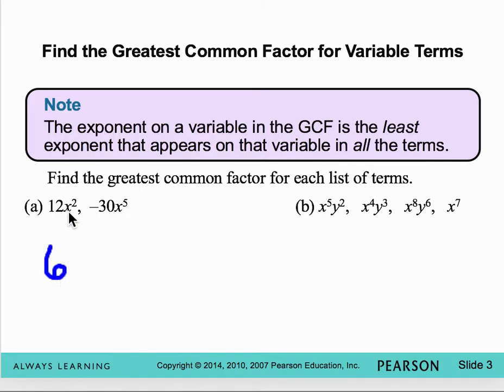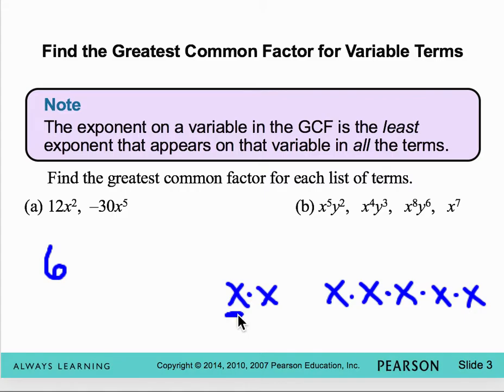Now, think about this. If I have variables, that means this one is x times x, and this one, because it's x to the 5th, looks like this. So if I'm looking for what they have in common, oh, they have one x in common, they have another x in common, and that's all. This one has more x's, but they don't both have more x's. So it's always the smallest exponent on the variable that's your common factor.